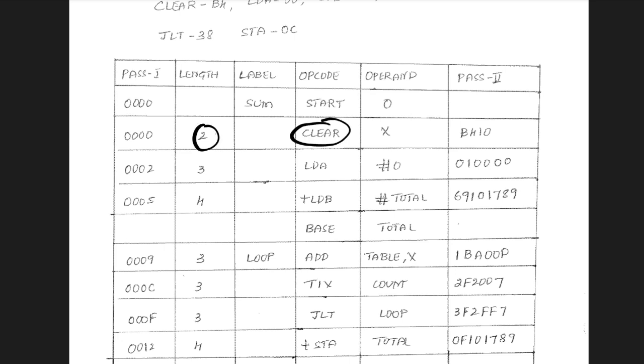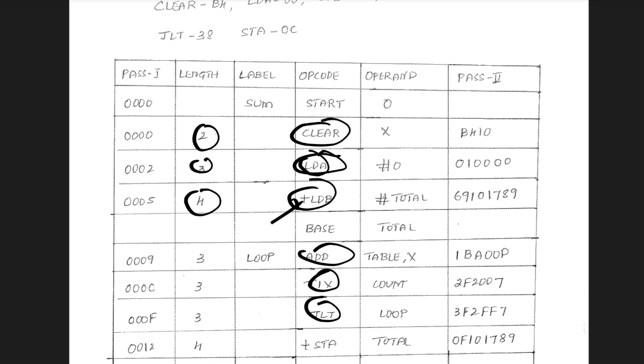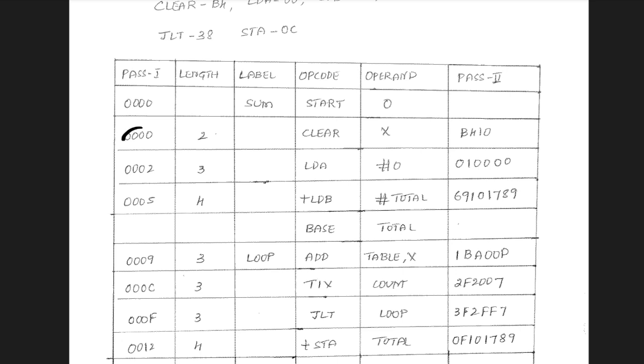For this it is 2, for LDA it is 3, for +LDB it is 4. Wherever you have a plus it will be 4, and for LDA and ADD, TIX, COMP or most of the things will be 3 only. The only exception will be the plus, it will be 4, and if it is CLEAR or the assembler directives it will be 2. Okay, that's all what you have to keep in mind. After you have written the length, just the addition thing, you easily know how to do the addition part, right?